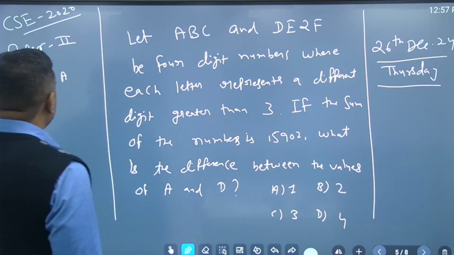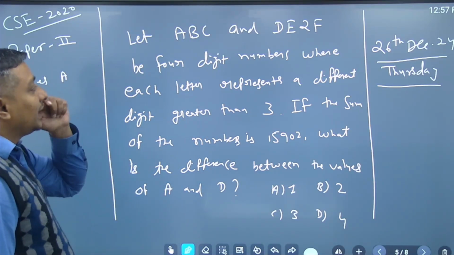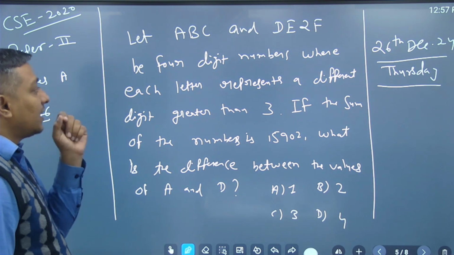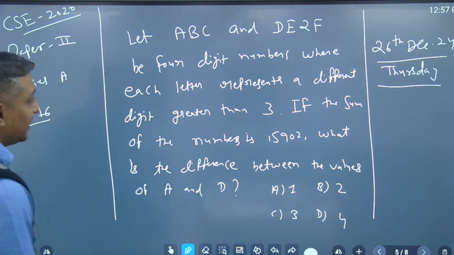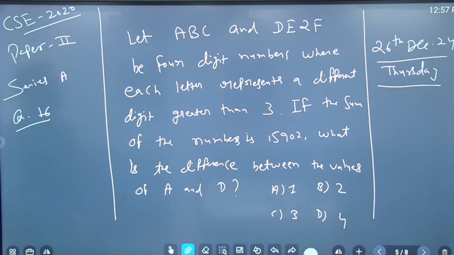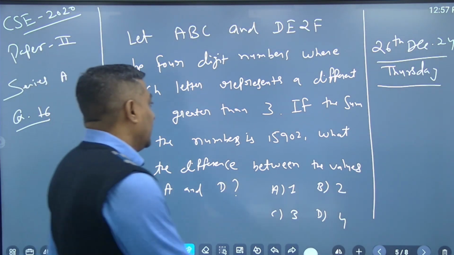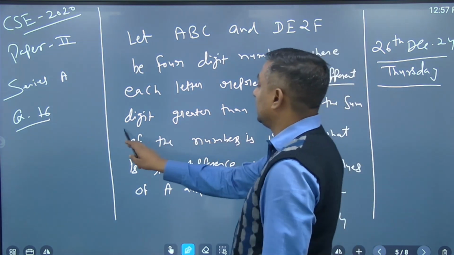Series A, question number 16. Let ABC and DEF be 4-digit numbers where each letter represents a different digit. Here you have to take care of this word to solve this question.